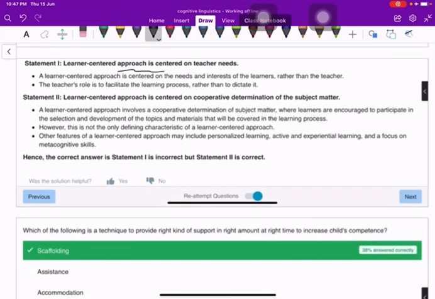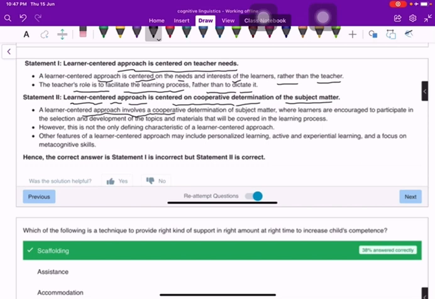Learner-centered approach is centered on teacher needs. A learner-centered approach is centered on the needs and interests of the learners rather than the teacher. The teacher's role is to facilitate learning process rather than dictate it. Second, learner-centered approach is centered on cooperative determination of subject matter.